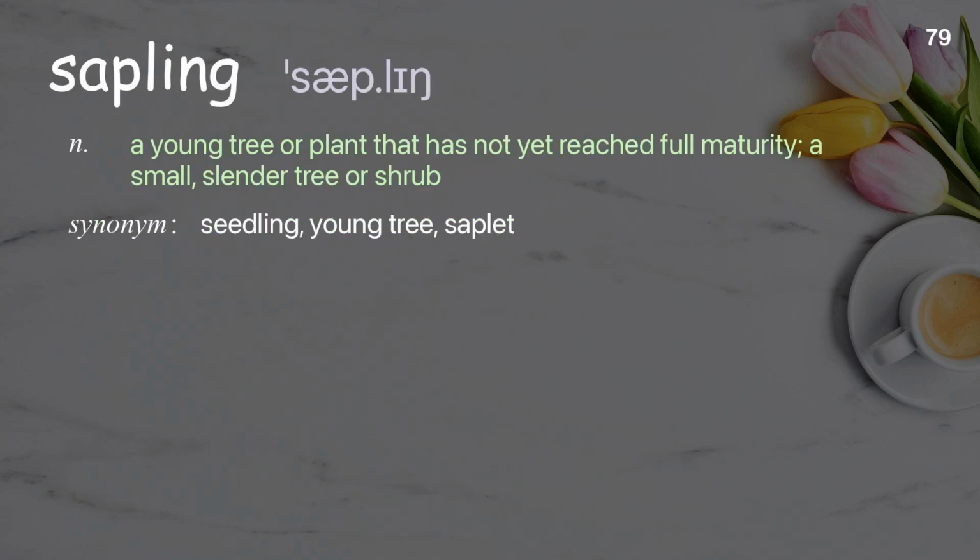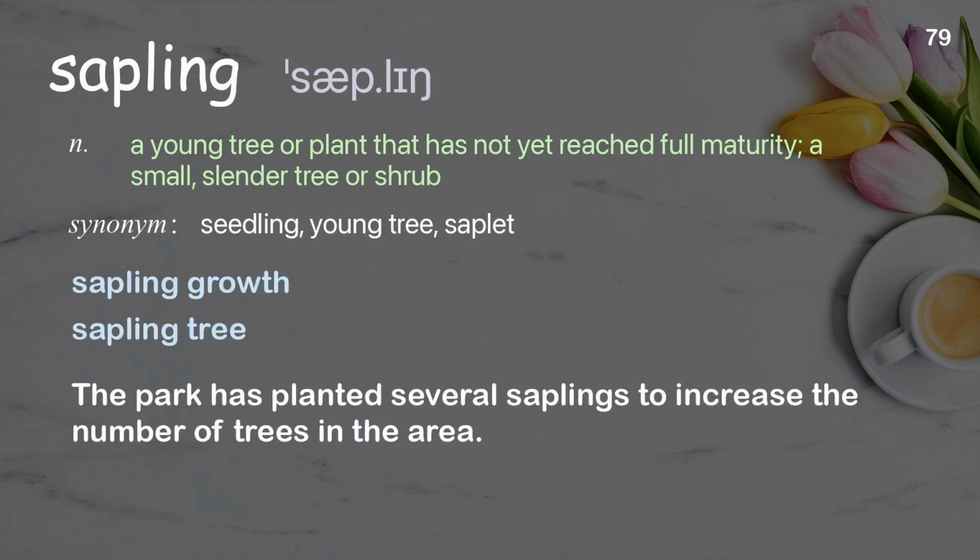Sapling. A young tree or plant that has not yet reached full maturity; a small, slender tree or shrub. Examples: Sapling growth. Sapling tree. The park has planted several saplings to increase the number of trees in the area.